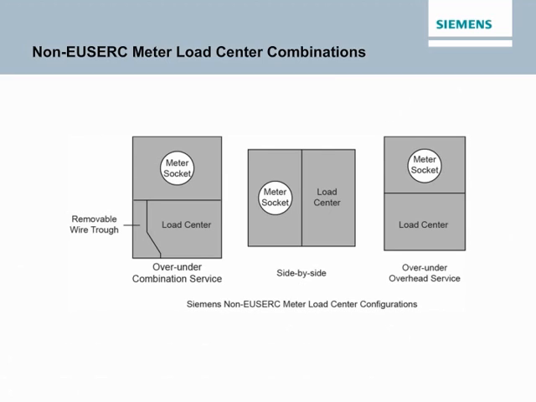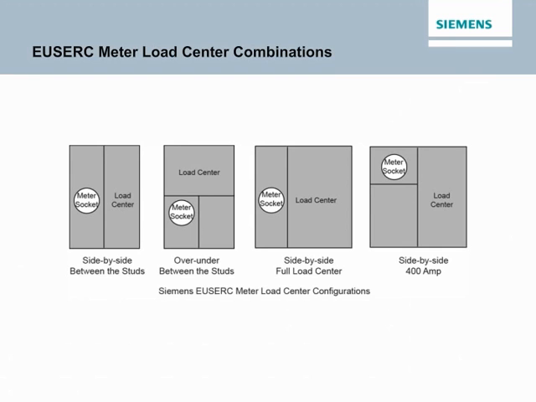Over-under overhead service meter load centers have a meter socket on top and a load center on the bottom. They're available with 150 or 200 amp continuous current ratings. The load center has 8 circuits. These meter load centers are sometimes referred to as trailer panels because they can be easily mounted to a telephone pole near a trailer.